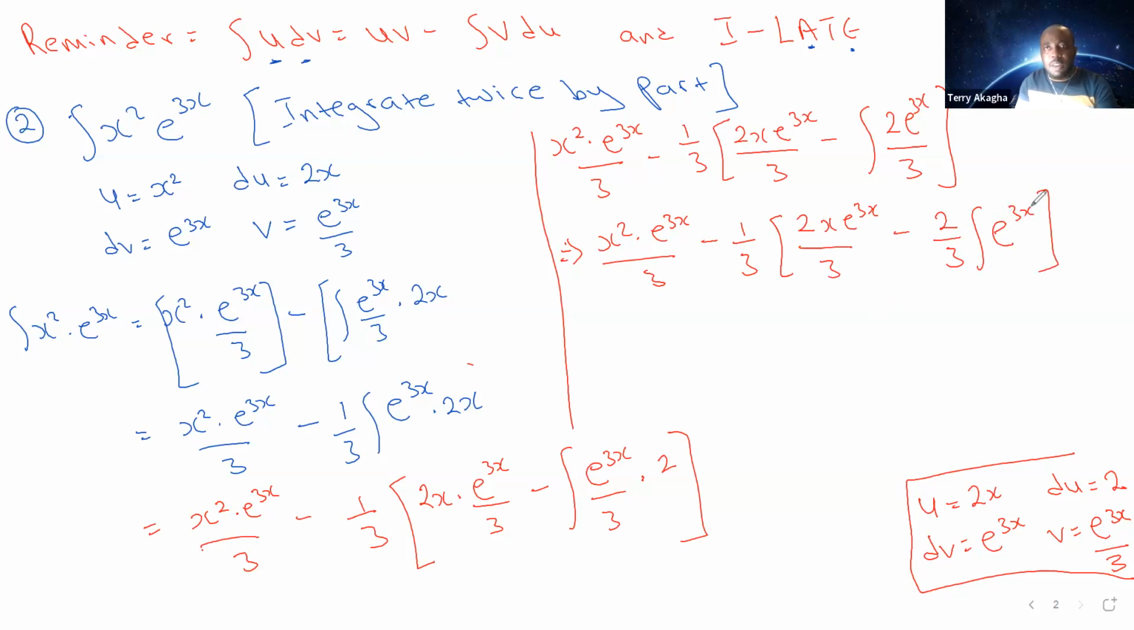Can you see? Now, when you integrate e^3x, it's going to give you x squared dot e^3x over 3 minus 1 over 3, 2 over 3 x e^3x minus 2 over 3 dot e^3x all over what? 3. Is that making sense? So you see that we've integrated it now.